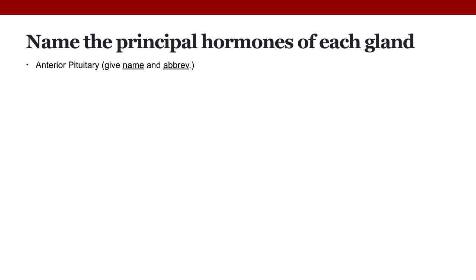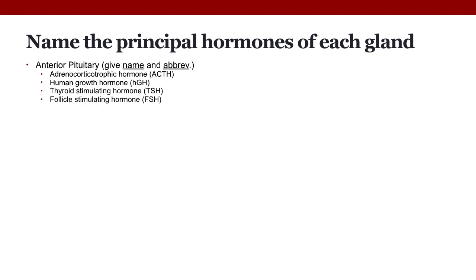So the anterior pituitary is going to secrete adrenocorticotropic hormone, ACTH. This is also called corticotropin. We also have thyroid stimulating hormone, human growth hormone, follicle stimulating hormone, prolactin, and luteinizing hormone. These all come from the anterior pituitary.